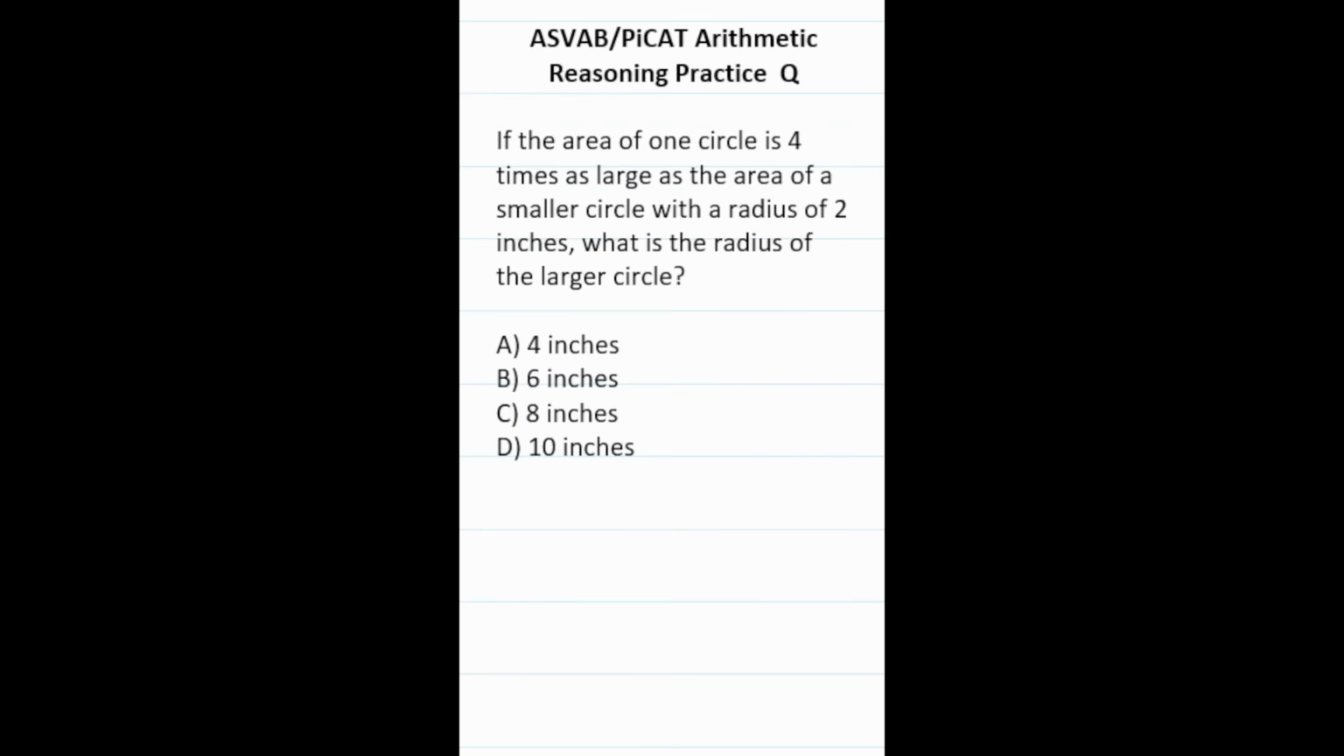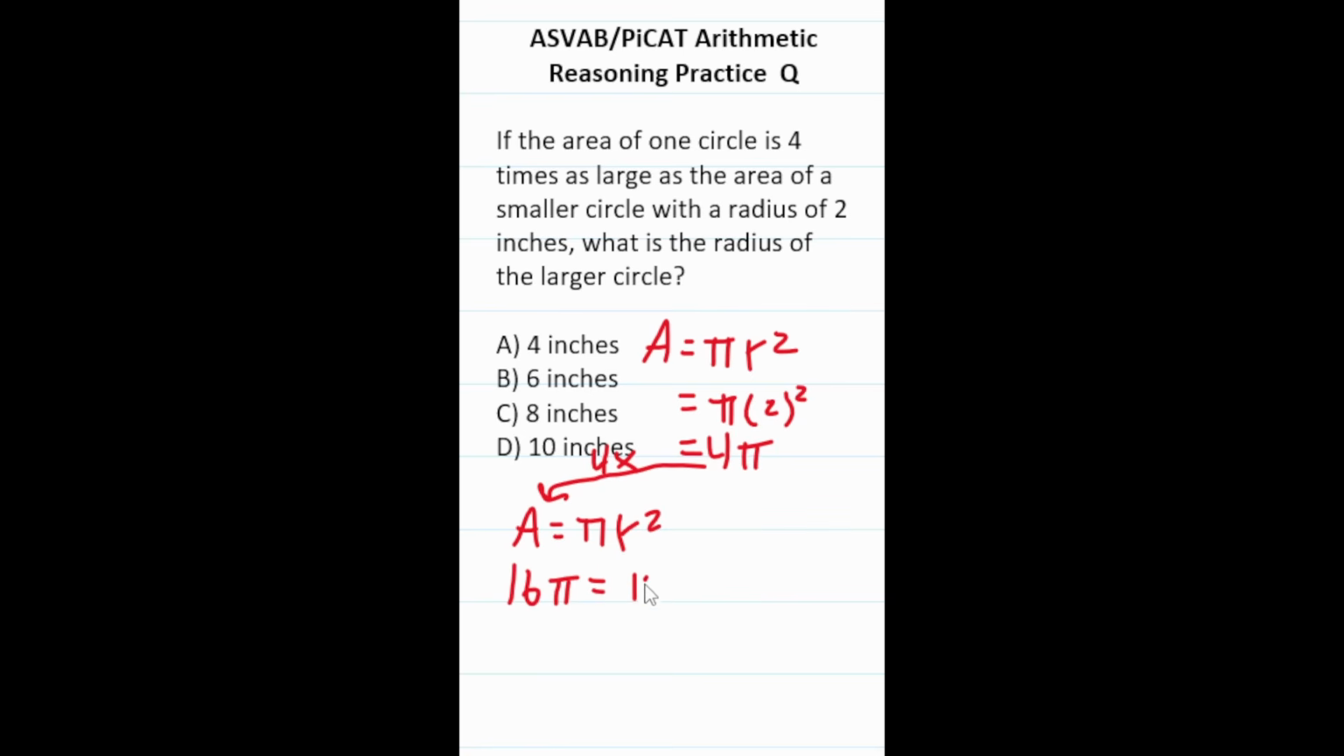This ASVAB PiCAT arithmetic reasoning practice test question says, if the area of one circle is 4 times as large as the area of a smaller circle with a radius of 2 inches, what is the radius of the larger circle? Again, we're talking about the area of 2 circles, so I'm going to write down the area formula twice. That's area equals pi r squared, where r is the radius, of course. According to the problem, we know the smaller circle has a radius of 2 inches, so plug in 2 for r there. 2 squared is 4, so this is 4 pi. Again, according to the problem, we know the bigger circle has an area that's 4 times the area of the smaller circle. 4 times 4 pi is going to be 16 pi equals pi r squared.